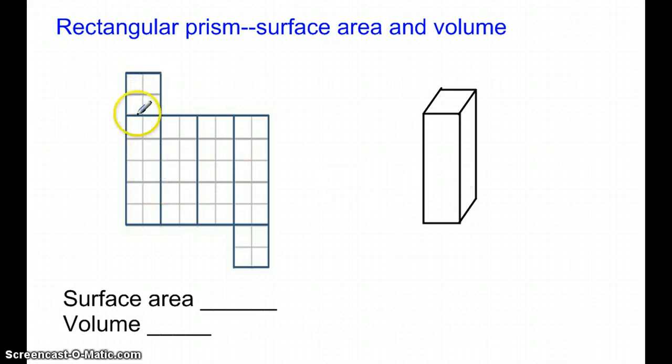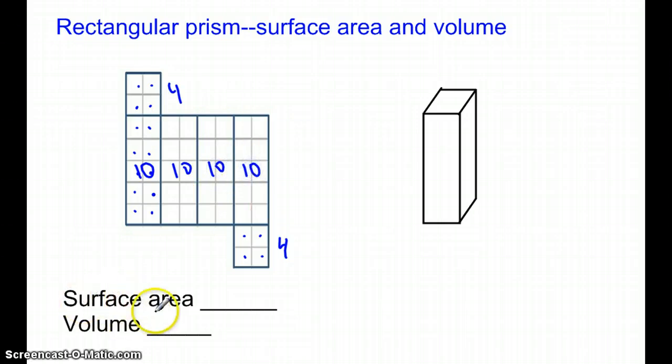Since we're given square units here, all we need to do is count. 1, 2, 3, 4. 1, 2, 3, 4, 5, 6, 7, 8, 9, 10. There are 10 units in this rectangle. There will be 10 units in these other three rectangles as well, because as you can see, it is a 5 by 2 area. So we'll have 10 here, we'll have 10 here, and 10 here.